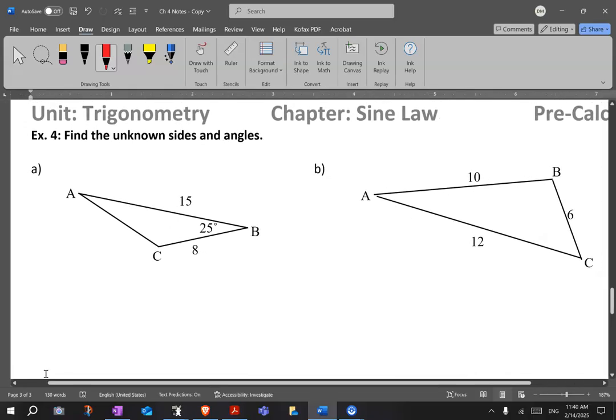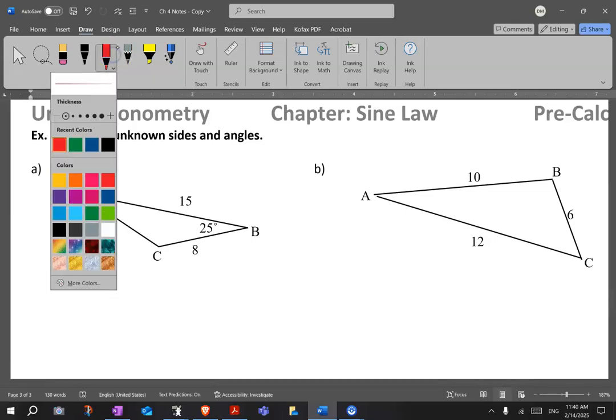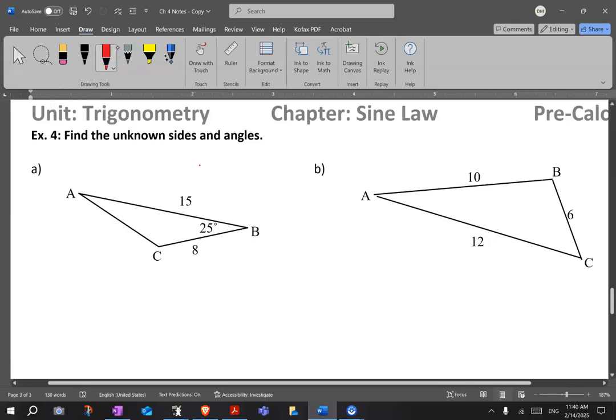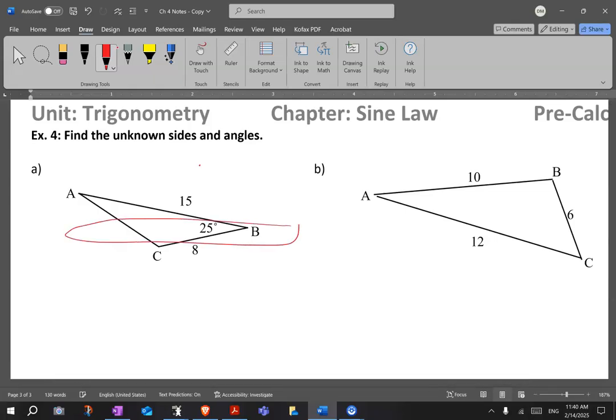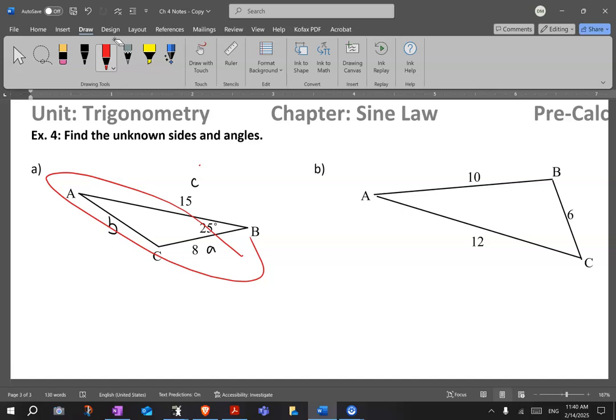These ones you're forced to do cosine law, and one of the ways I know is I try to do the sine law. I try to see if I can do it. So I need a full pair of B's. Maybe I should just label this first. So this is B, this is A, this is C. You need at least a full pair. So there's not a full pair of C's. There's not a full pair of B's. There's not a full pair of A's.